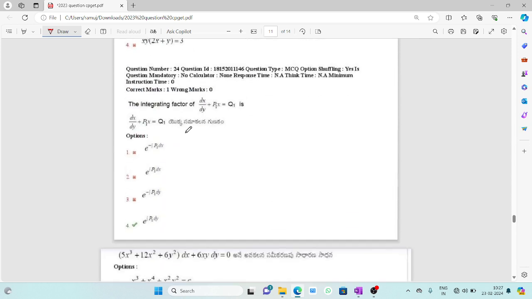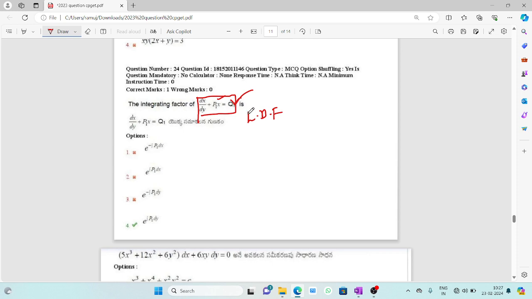So the 24th one is the direct one. If you observe carefully, this is in the form of a linear differential equation. If it is in the form dy/dx + P(x)y = Q(x), we can say that this is a linear differential equation.